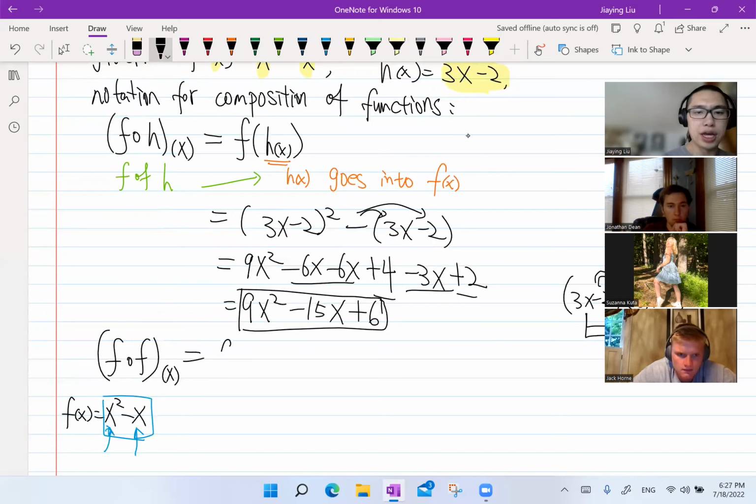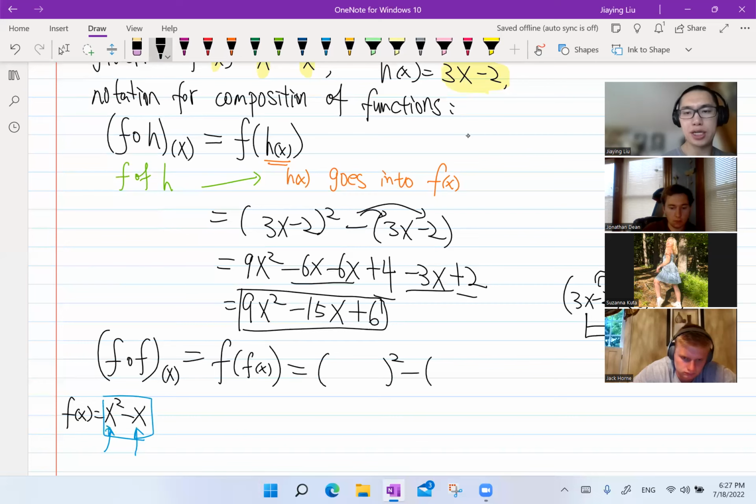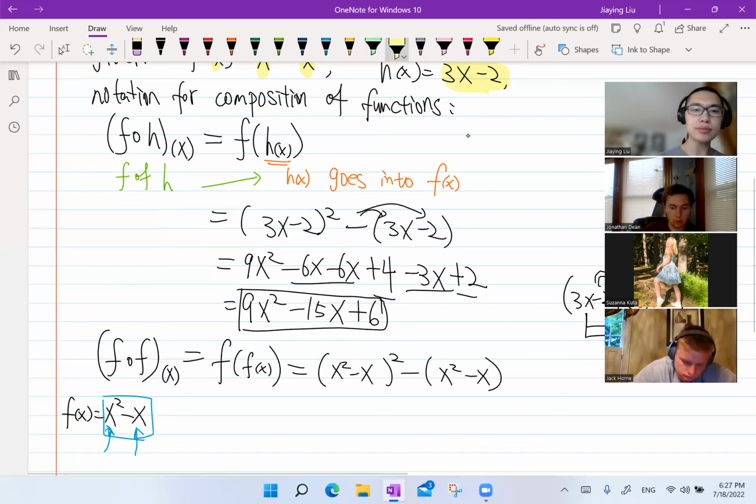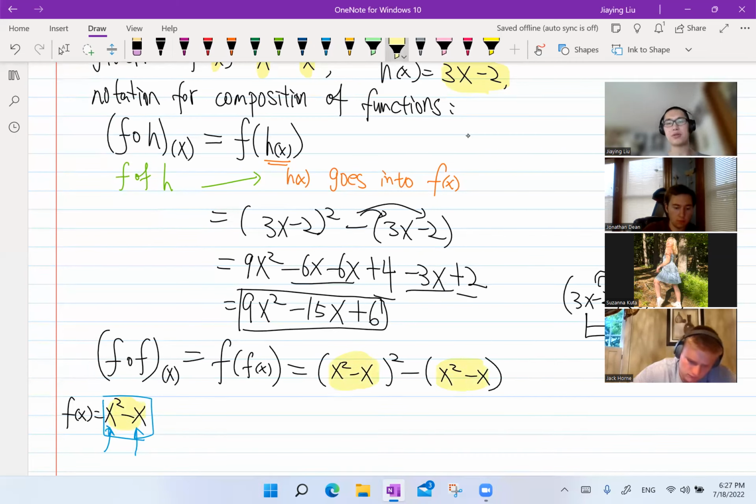So this is the f of f of x, and f of x was x squared minus x. So I'm going to use parentheses there. And inside the parentheses, I'm going to put where f of x was, which is x squared minus x, squared, minus x. So f of x itself is being put into the function f of x, just replacing x.